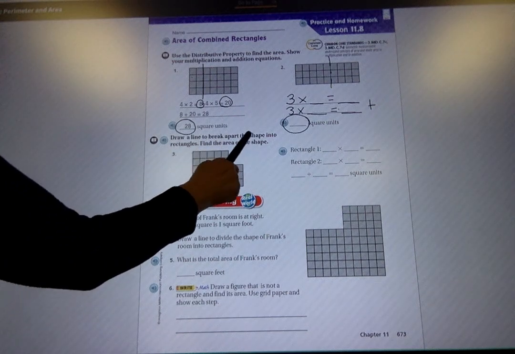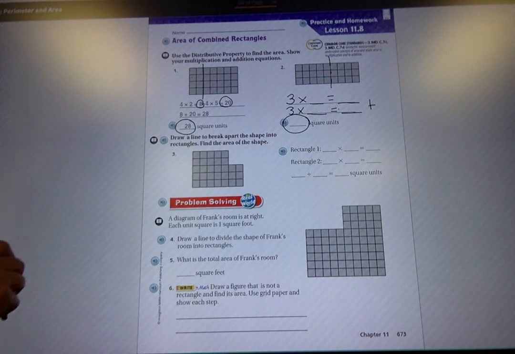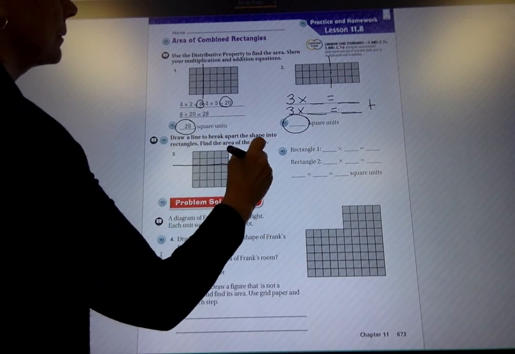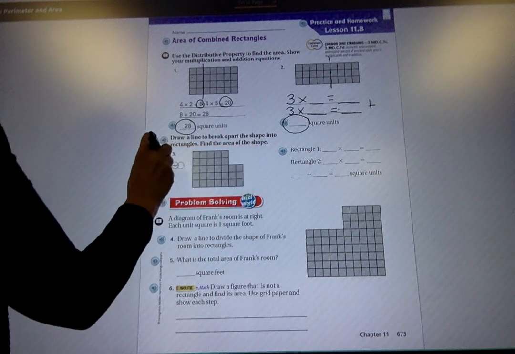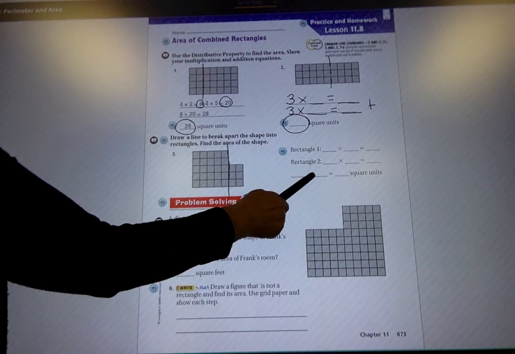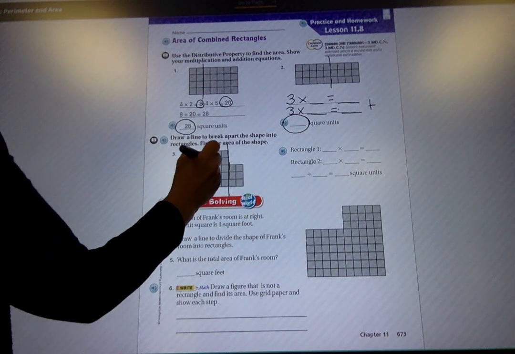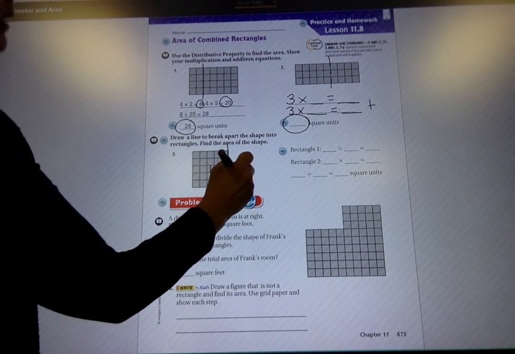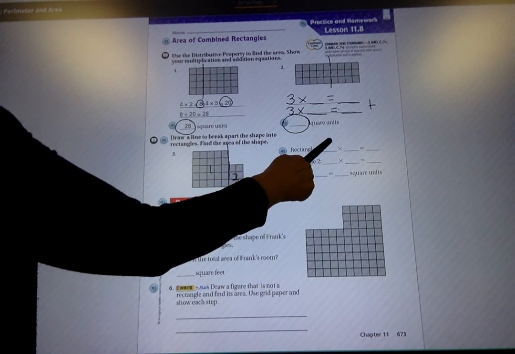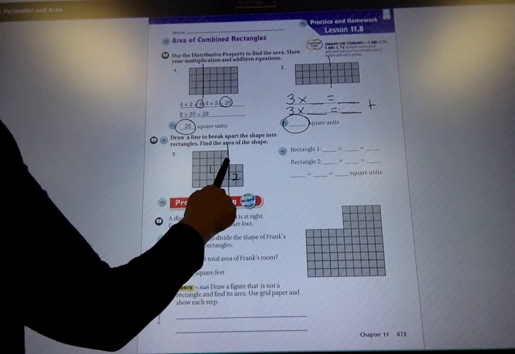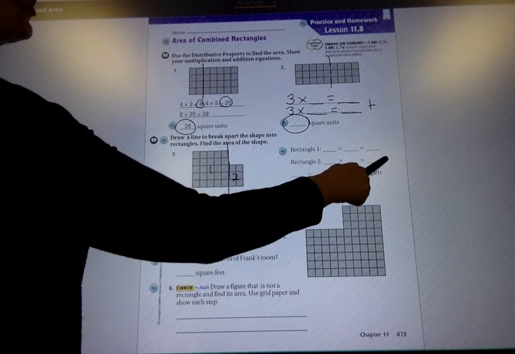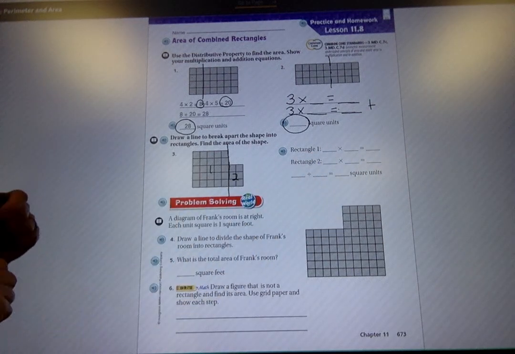Now it says draw a line to break apart the shape into rectangles. Find the area of the shape. You can do it this way, or you can do it this way. Here's where you show your work. So rectangle 1 and rectangle 2. And then you're going to count this times this and get your product. Then count this times this, get your product. Then add those two products for your total.